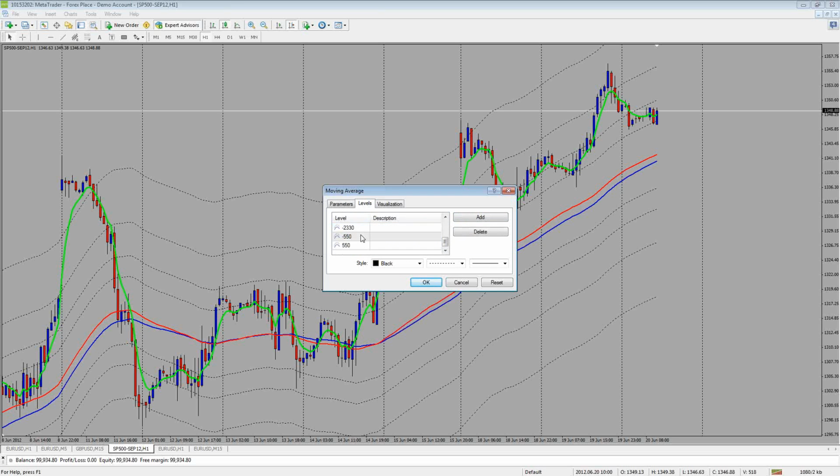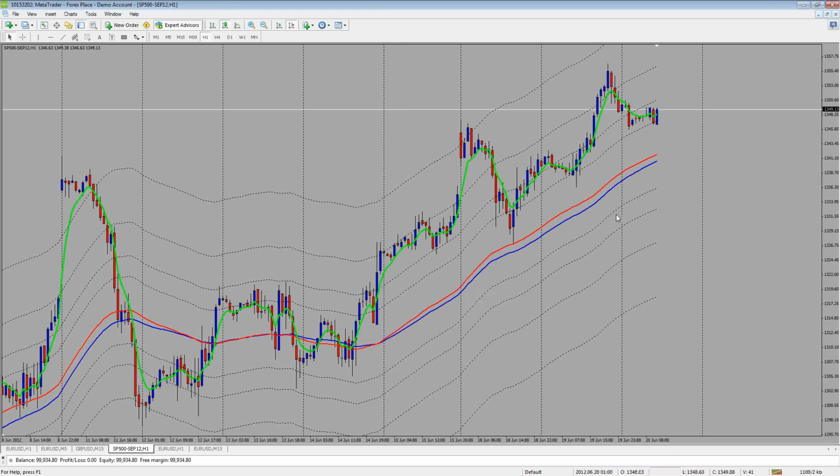Okay, you can start with a 55. Fibonacci numbers 55, 89, 144, 233. Okay, and then the minus ones: minus 55, minus 89, minus 144, minus 233. And again, if you see these lines, these levels, all too close to the center of price, to the moving averages, just add zeros to all of them.